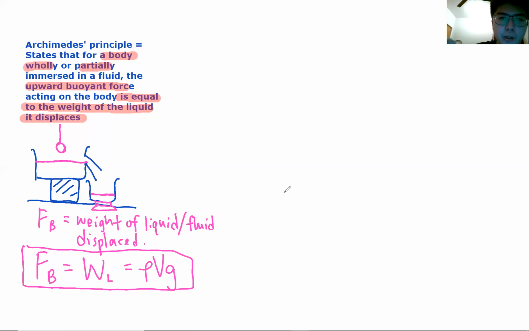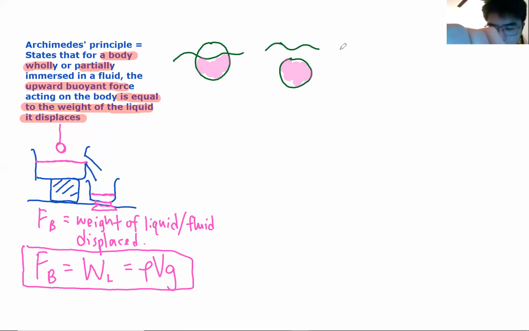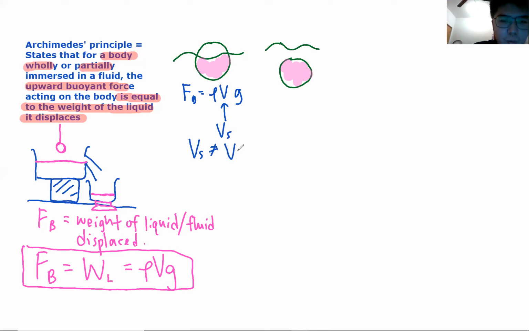Now, another thing I want to remind you is that an object can be partially or wholly immersed, right? So this section here, I shade this section. This is the immersed section. Let's look at the first one, partially immersed. When you calculate FB equals rho Vg, the volume is the volume of the submerged section. So Vs is not equal to the volume of the object.